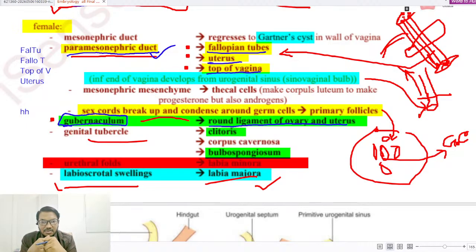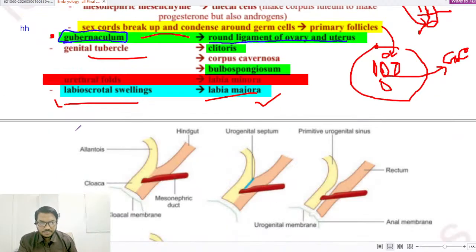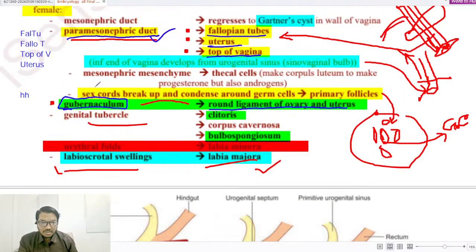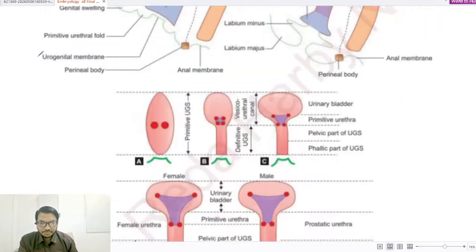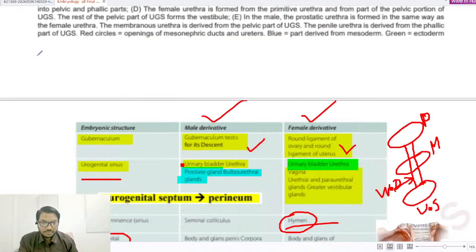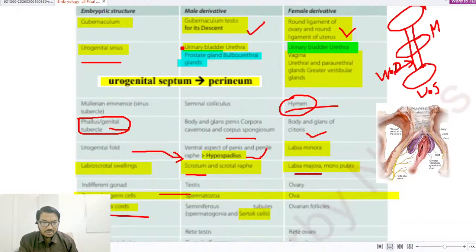And genital tubercle, it gives rise to clitoris, corpus cavernosa and bulbospongiosum. Okay. Just remember this important part. Here is a summary. Summary all explained together.